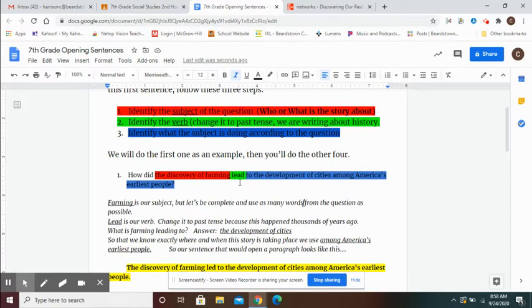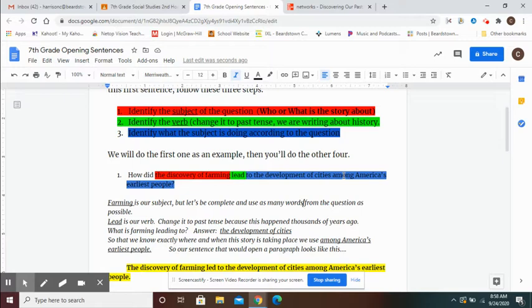The question may have present tense. Lead is present tense. How do we change that to past tense? Lead becomes led. So the discovery of farming led to something. And then the third thing we do is identify what is happening. And this discovery of farming is leading to what? It is leading to the development of cities among America's earliest people.